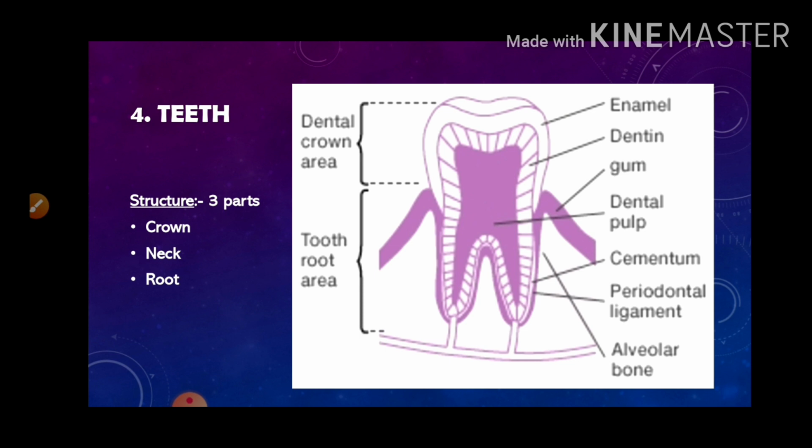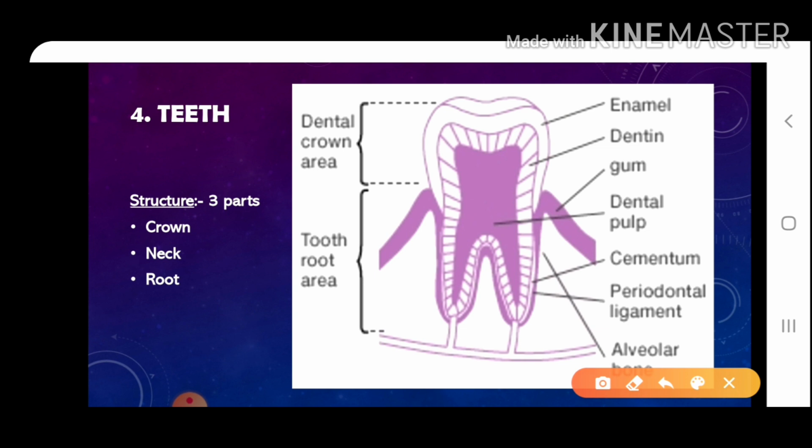Teeth are broadly classified into three parts, that is crown, neck, and root. As you can see from this diagram, the part that is exposed outside is known as the dental crown. So the part of the teeth that is exposed outside is known as the crown. Now the next part, that is neck. Neck is the part where the gum surrounds the crown.